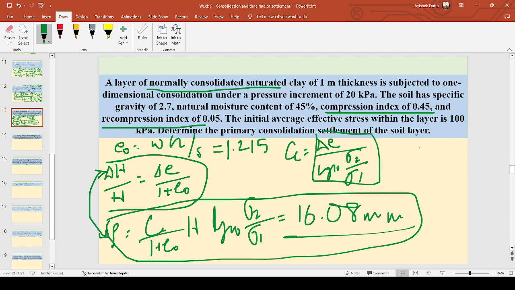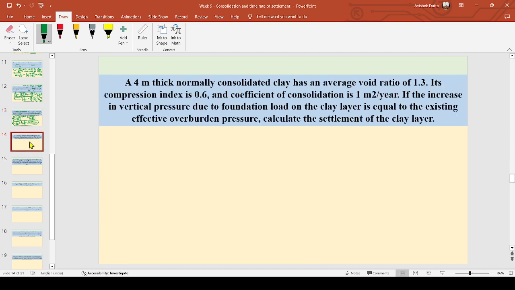This is the same formula, just interchanging the parameters over here. Is it clear? Yes. Yes, sir. Good. Okay, next question. 16.08, 16.07 will be the answer, something like that. Next question.